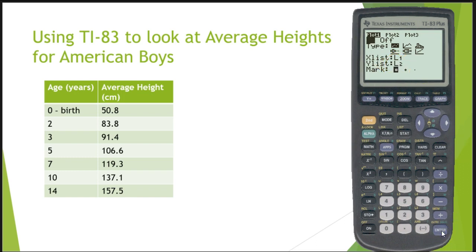So let's hit enter. And then what we want to do is adjust the window. We're going to have the age go from 0 to, let's say, 30 years old, scale of 1. And then the height, 0 to 300. And let's just do a scale of 50, and I'll show you why in a minute. And then you're going to hit graph.